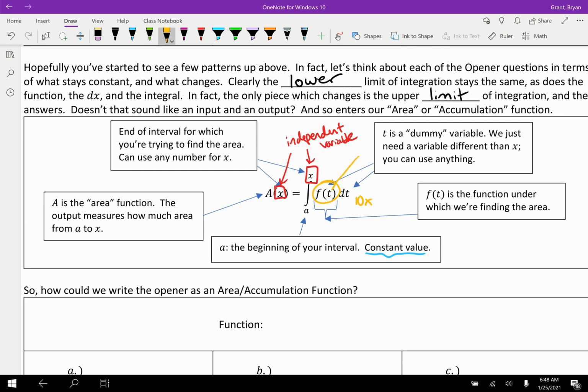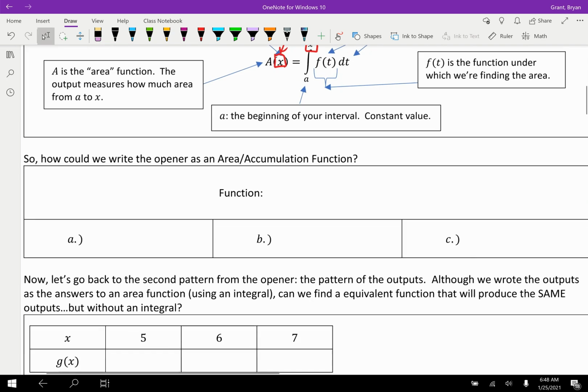But whatever variable is in this function, it needs to be different than the variable that's written up top, or that this is a function of. And that will make more sense on our next example, so no stress. F of t is still the function for which we're finding the area between that and the x-axis, and then our variable at the end needs to match the variable inside. We've always said that so far, and today we're going to find a different interpretation, but that's totally fine.